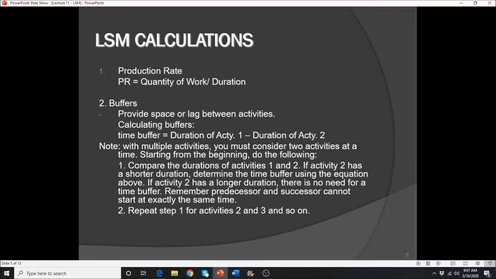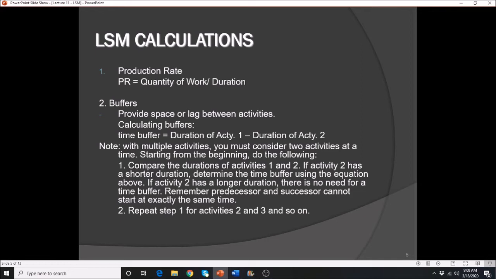All right, so to figure out if we will be calculating buffers, this is the keynote here. If the duration of the previous activity is greater than the duration of the activity in question, or the current activity, then you are required to calculate the buffer. If the previous activity has a lesser duration as compared to the current activity, then you don't need to calculate the buffer.